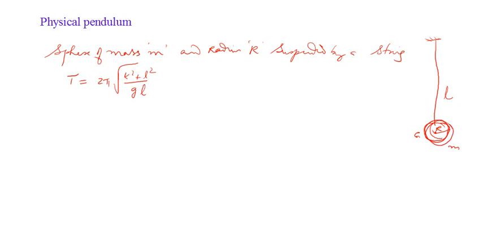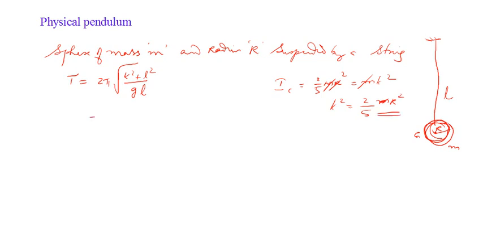I about the center of mass, for a sphere, is equal to 2 by 5 mr square, if my memory is correct. We can compare that with mk square. You can cancel out m and m, so k square is equal to 2 by 5 r square.